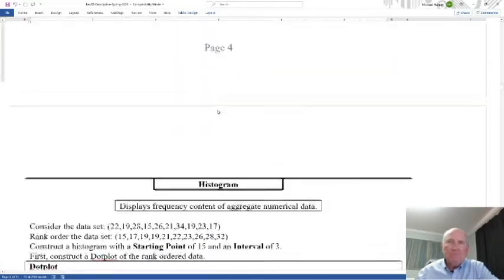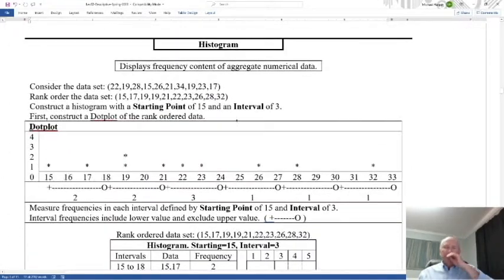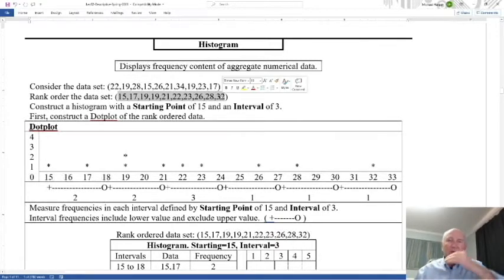Okay. The histogram. The next graph. It displays frequency content of aggregate numerical data. Let's take this data set right there. What I did, I took this data set and rank ordered it. Rank order means you place it in order. So the rank order is 15, 17, 19, 19, 21, 22, 23, 26, 28, 32. It's from the lowest to highest.